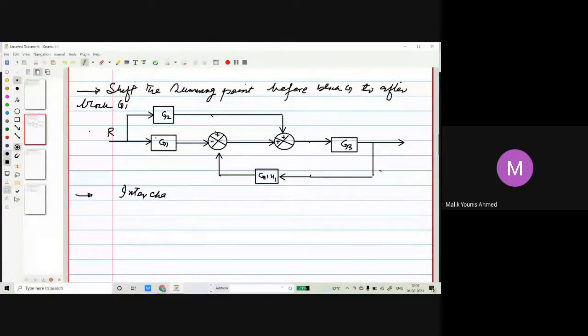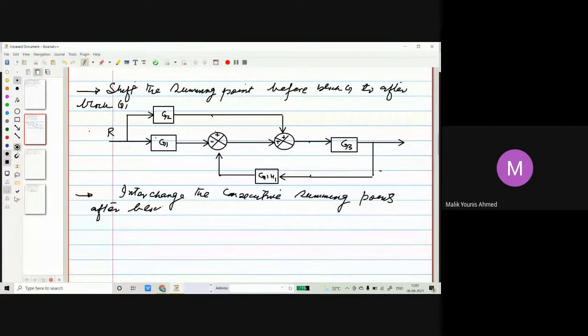Interchange the consecutive summing points.